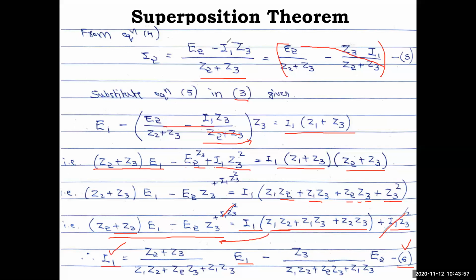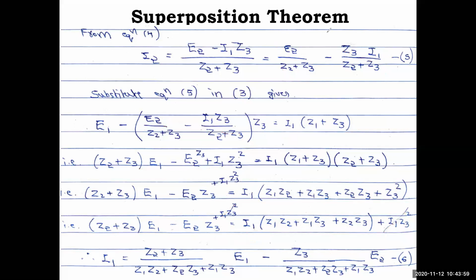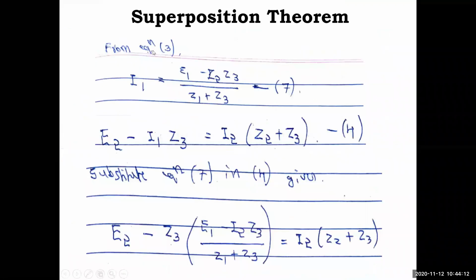Similarly, in a similar way, we'll do the second part. As we have written from equation 3 for I1, we'll substitute that in equation 4, so you'll get the I2 current. From equation 3, I1 is equal to E1 minus I2 Z3 by Z1 plus Z3. This was there. And equation 4, which I have recalled here: E2 minus I1 Z3 equals I2 times Z2 plus Z3. So now we'll substitute this equation 7 in equation 4.